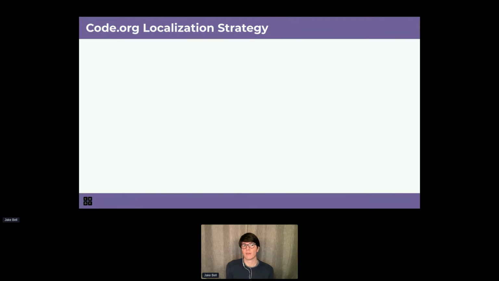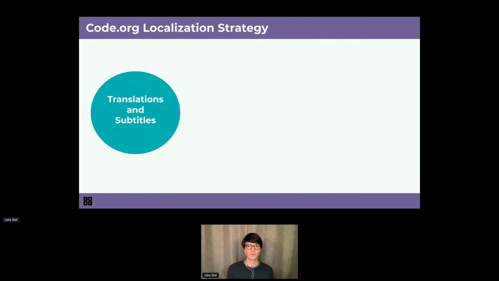So I'm going to give a little bit of an example based on what we do at code.org, but this applies to, like I said, lots of different organizations around the world. So the first step is around translations and subtitles. This is the obvious first step that a lot of organizations take. And so this is all of the content that you see on the platform, whether it's the teacher-facing lesson plans, the student-facing content, subtitles in the videos, all of that content being translated. That's really important, but that's certainly not sufficient. We need to go beyond that.